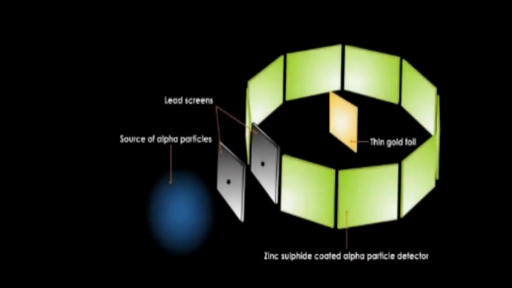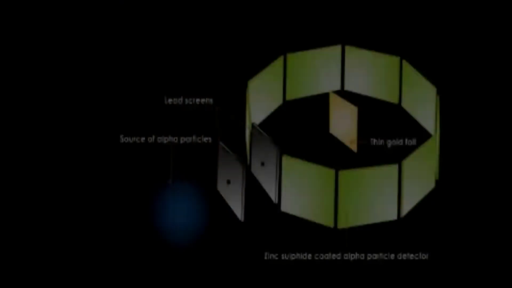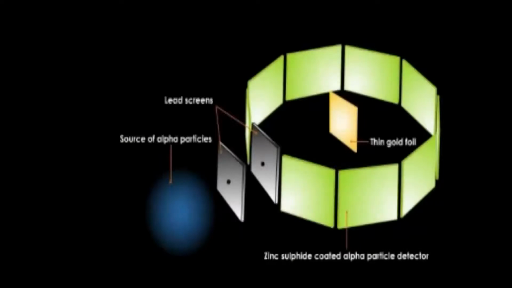But something astonishing happened. Every now and then, instead of glancing off and hitting the screens at an angle behind, one of these particles would reflect straight back, as if it had collided with something that was very small but super dense. Rutherford was stunned by this result. He said it was like I shot a cannonball at a pillow and the cannonball bounced back.